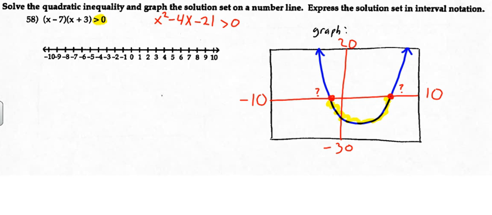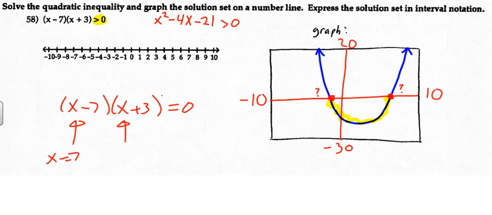Well, that's pretty easy because if the function is 0, it's already factored. So you want to almost think of it like x minus 7 times x plus 3 is equal to 0, like we did on some of the previous problems, which gives you x is equal to 7 and x is equal to negative 3. And that should make a lot of sense because negative 3 and 7 are in those positions. Since this says less than, I'm sure greater than 0, we can't include it.